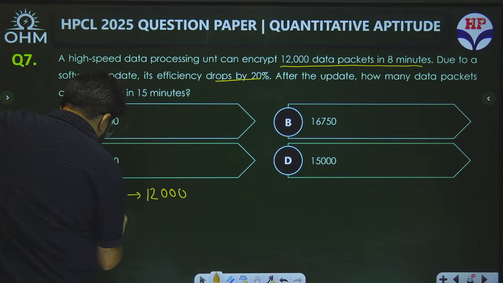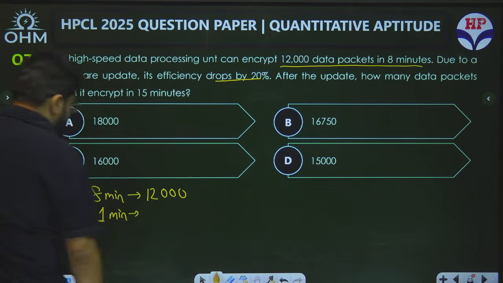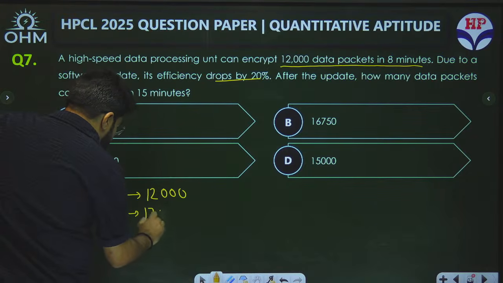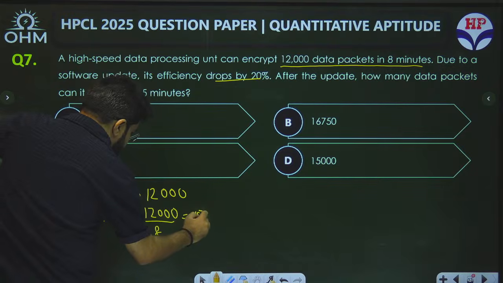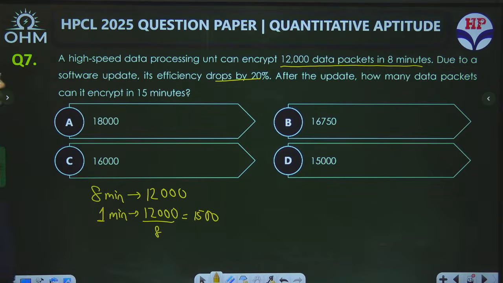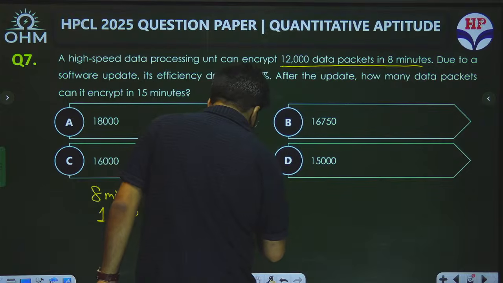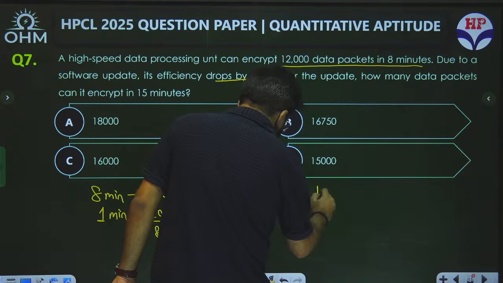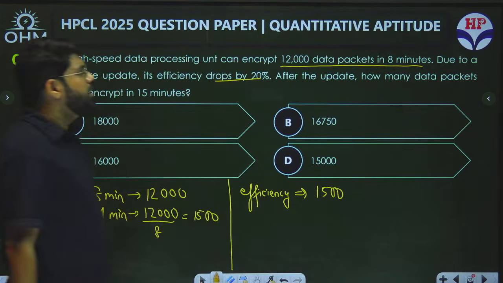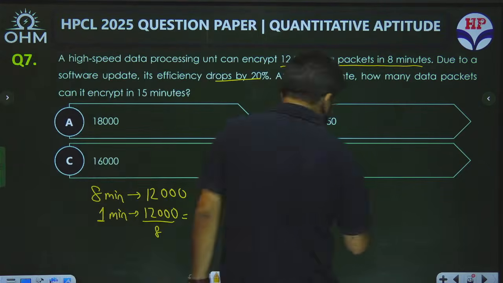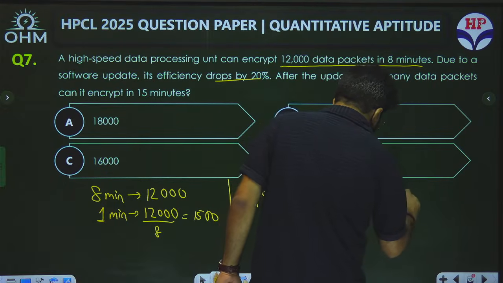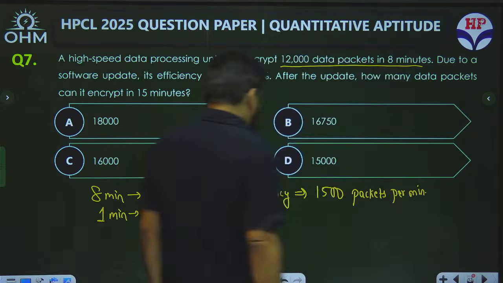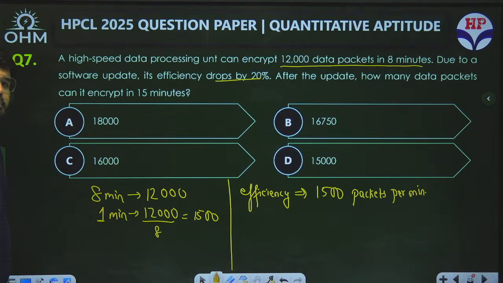So in 1 minute, how much? When you divide by 8, 12,000 divided by 8 will be how much? This cancels by 15, 1500. So what is the current efficiency? Let us define the efficiency as per minute. So the efficiency is 1500 packets per minute.